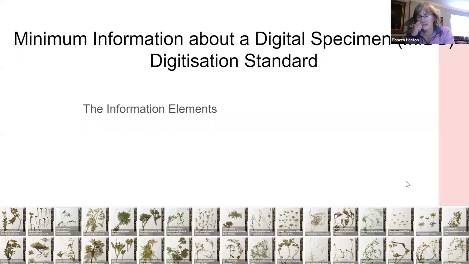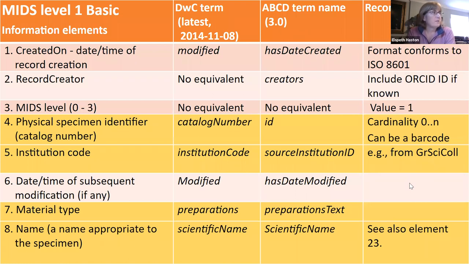Okay, so we're starting to look at the information elements within the draft standard at the moment. If we're looking at MIDS level one, then at the moment these are the elements that we've identified. And I would say that all of this is going to be part of the discussion of the task group, to go through each of these elements and work out how that element is going to work, particularly at a practical level.